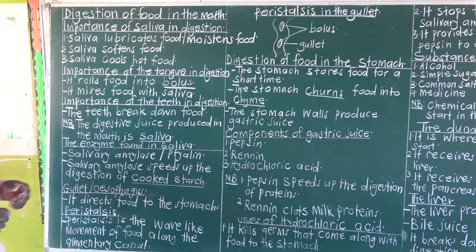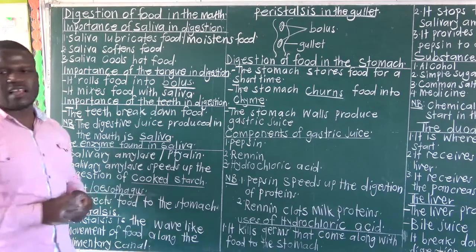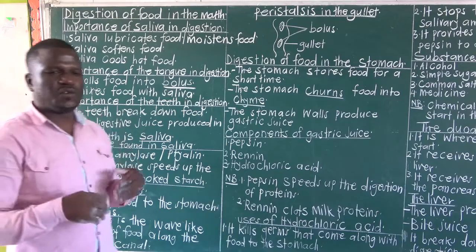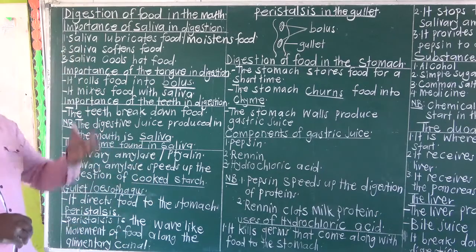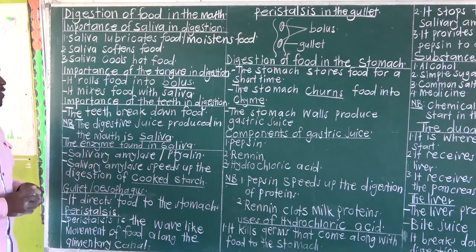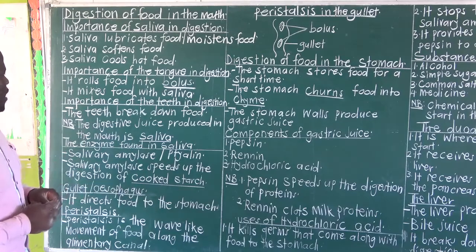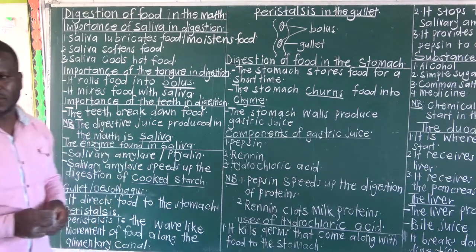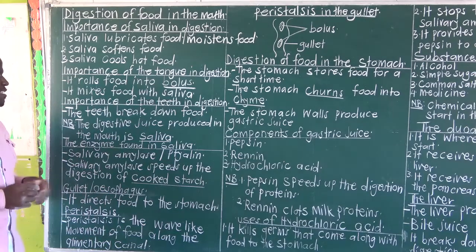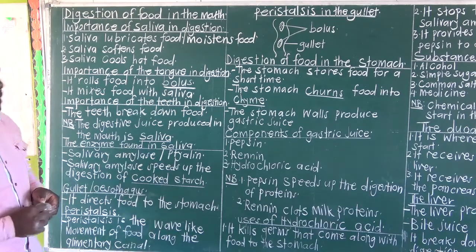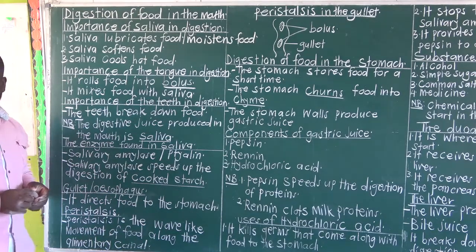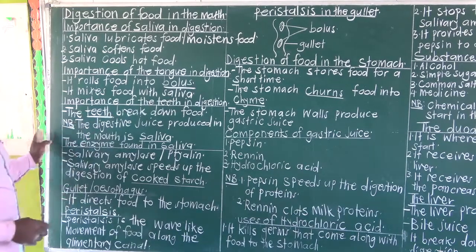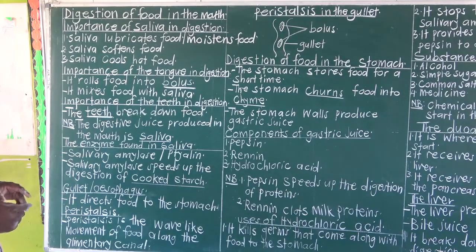Then number two, the tongue mixes food with saliva. So when you are eating food, the tongue helps to mix the food with saliva. Next, we look at the importance of the teeth in digestion. How are the teeth important during digestion? The teeth break down food into smaller particles.